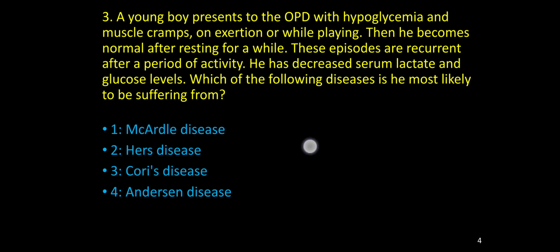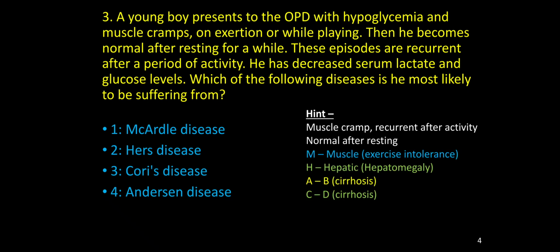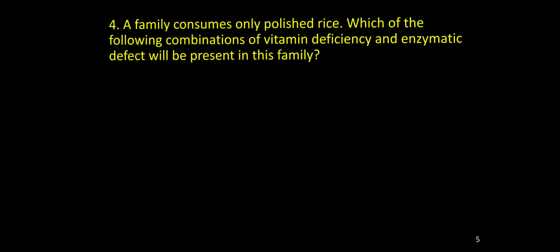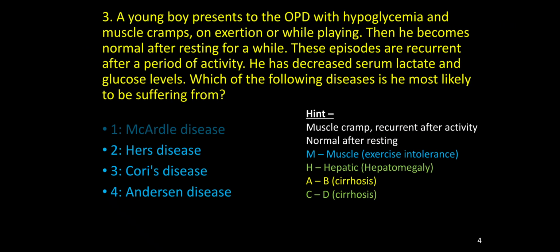Now from the options, the only clue is muscle cramp, and muscle cramps or exercise intolerance are typically seen in muscle phosphorylase enzyme deficiency. So the right answer is McArdle disease. Sometimes, instead of McArdle's disease, the option may be written as the particular enzyme deficiency. Suppose the options are not McArdle disease, Hers disease, Cori's disease or Anderson's disease; it may be written as muscle phosphorylase enzyme deficiency, or instead of Hers disease it may be written as hepatic phosphorylase enzyme deficiency. Cori's disease may be written as debranching enzyme deficiency. So you have to remember both things, the name of the disease as well as which enzyme is deficient.